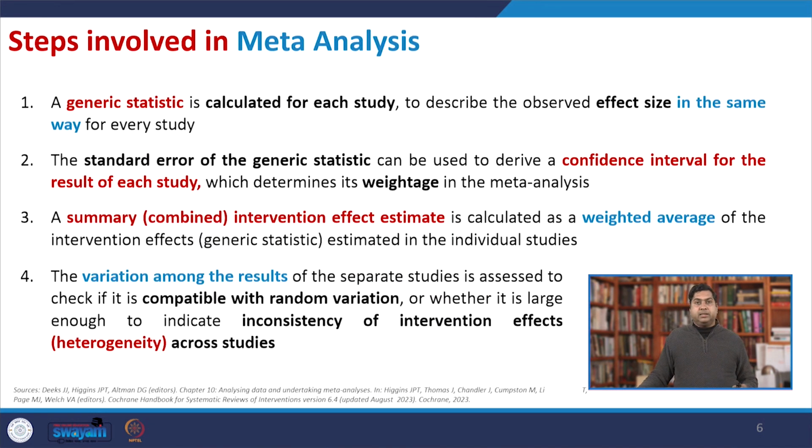Now, the steps involved in meta analysis. This is a very important slide for all of you. Step number 1: generic statistics are calculated for each study. Why is it generic? Because that statistics we will get from each paper under consideration. Suppose I consider only 4 papers on the same topic of child education, sending children to school and the parents' income. Then we calculate the general statistics to describe the observed effect size in the same way for every study.